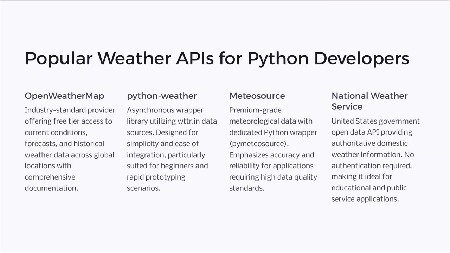OpenWeatherMap offers free-tier access to global weather data with comprehensive documentation. Python Weather is an asynchronous library using WTTR.in, ideal for beginners. Meteosource provides premium data with a Python wrapper, focusing on accuracy. The National Weather Service offers authoritative United States data without authentication, perfect for educational use.